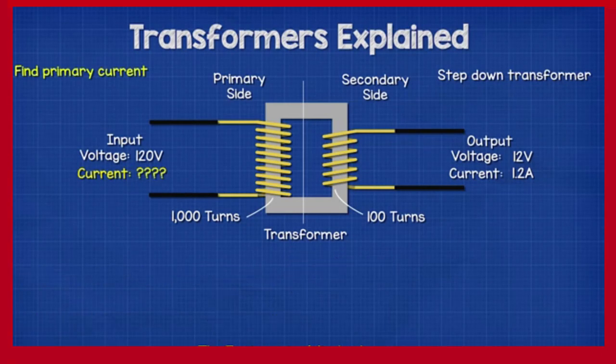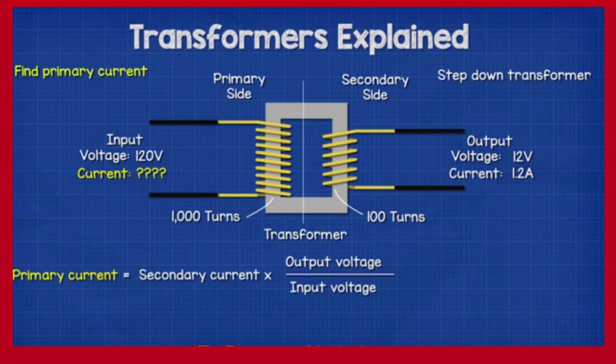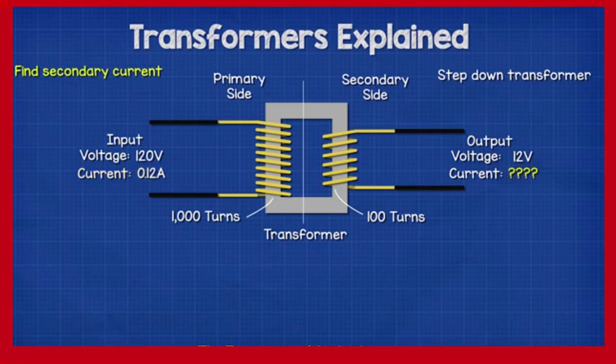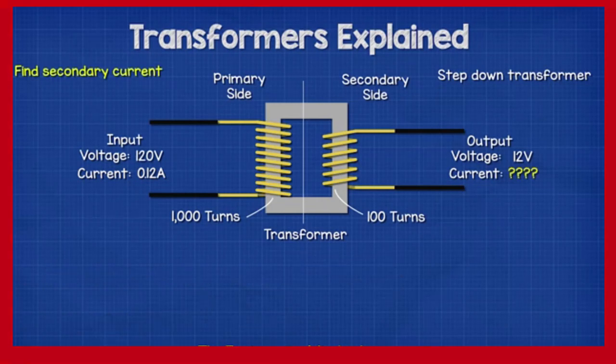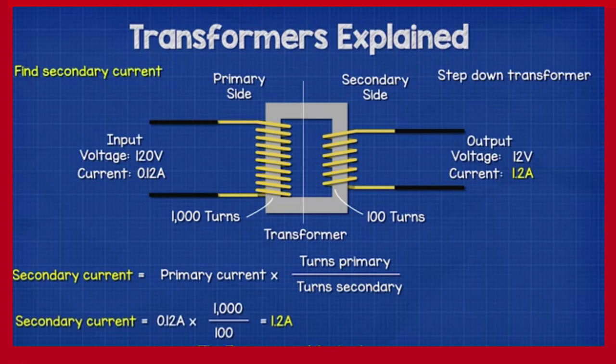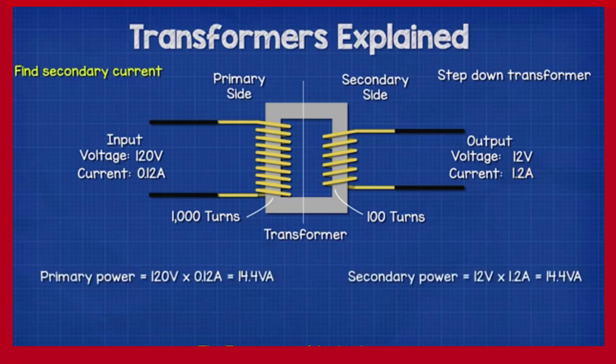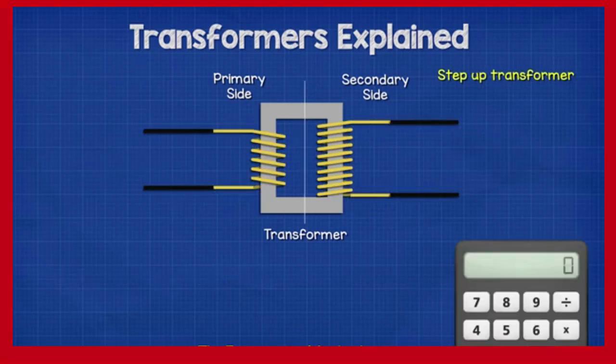We could also find the answer if we knew the secondary current and both voltages by using this formula. If we knew the current on the primary side and the voltages of the primary and secondary, we could find the secondary current using this formula. Or we could also find the answer by using this formula. We then check that the power is the same on both sides of the transformer by multiplying the voltage and current. Let's now consider some step-up transformer examples.